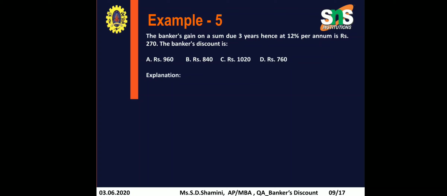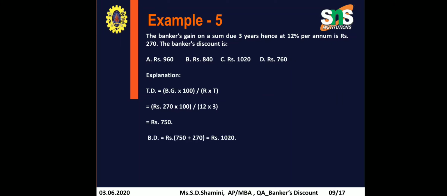is 12%. Before calculating the banker's discount you have to calculate the true discount, which is calculated using the formula banker's gain into 100 divided by rate into time. So rupees 270 into 100 divided by 12 into 3, which is 750 rupees, and banker's discount is calculated by adding the true discount plus the banker's gain, which is 1020 rupees. So option C is the correct answer for this particular problem.